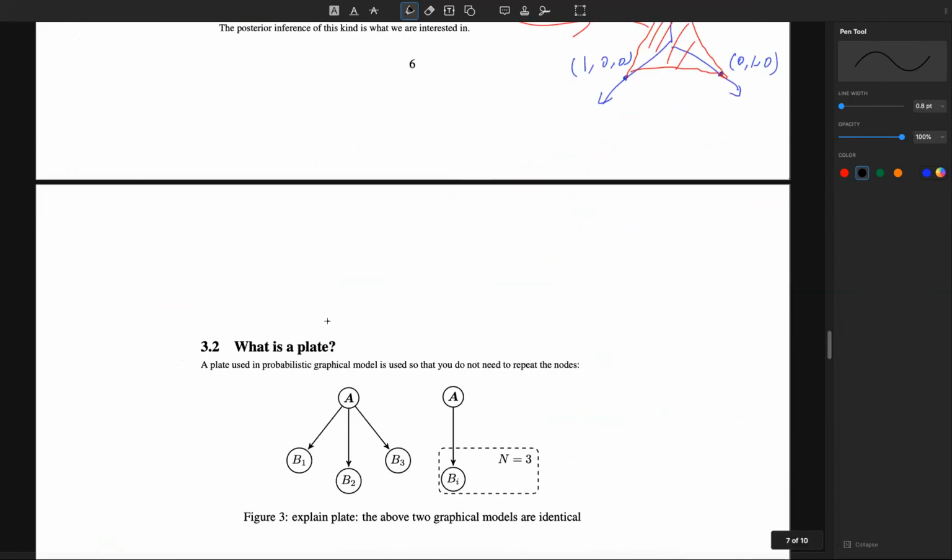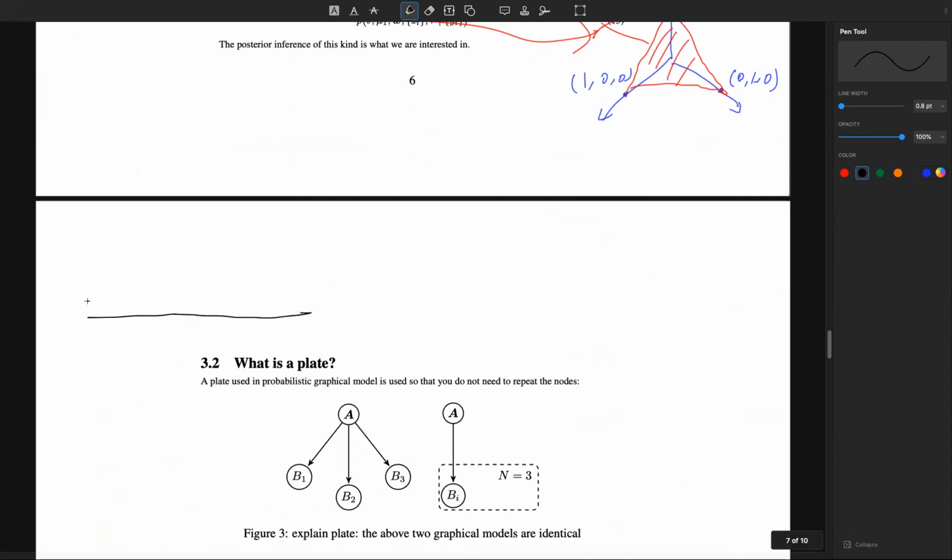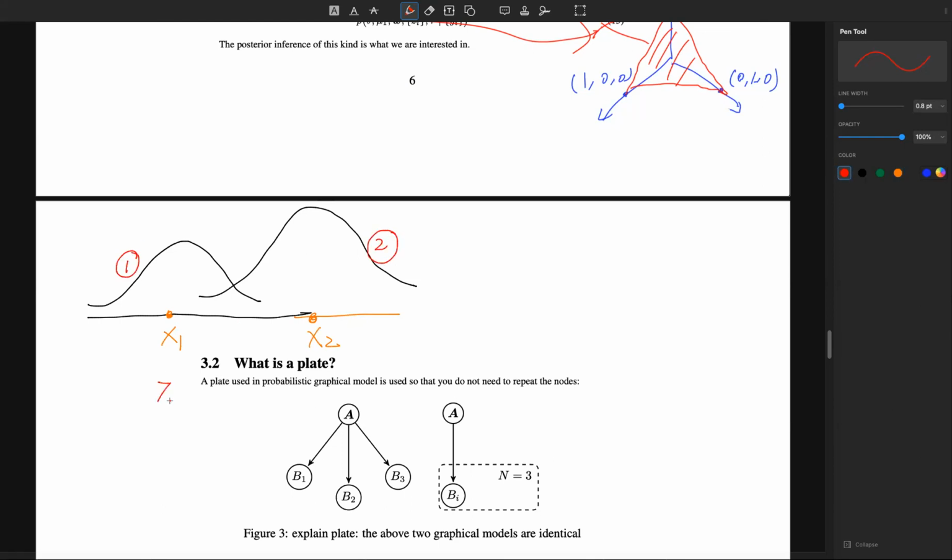So I mean, this diagram is very cluttered, so I'm just getting a new one. I'm gonna have a distribution that looks like this, okay? And I have this value to be x1, and I have this value to be x2. Because I call this distribution 1 and this distribution 2, the corresponding Z1 will be what? 1. And the corresponding Z2 will be 2, okay?